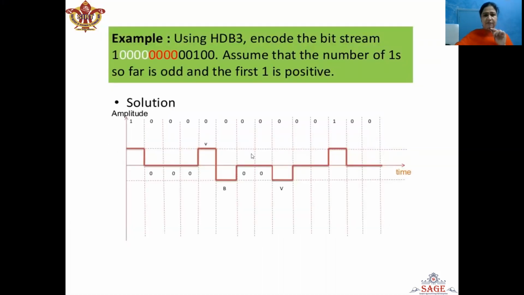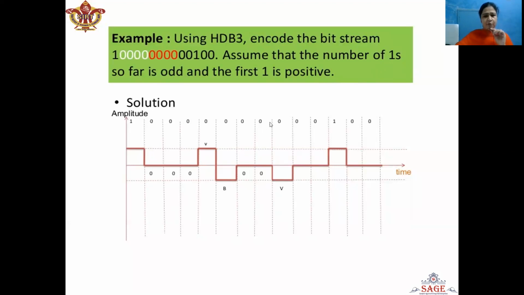Now, in this example, we have applied the HDB3 technique to encode the bit stream: 1, then 8 zeros, 0, 0, 1, 0, 0. We have assumed that the number of ones so far is odd and the first one is positive. So for the first one, we have taken the positive polarity. Then we have a sequence of zeros, so we take a group of 4 zeros. For the first 4 zeros, we will use the substitution pattern 000V because it is given that the number of ones so far is odd. So V will be represented by the positive pulse because the previous one bit is represented by the positive pulse.